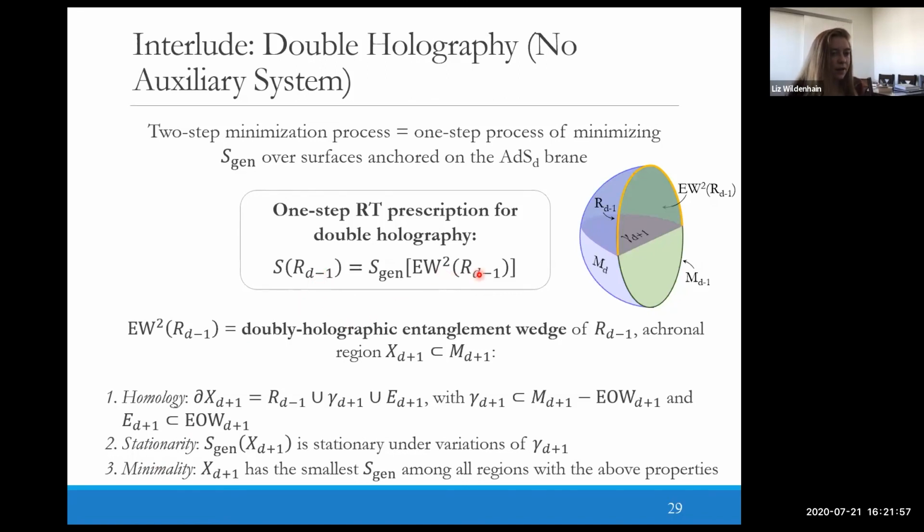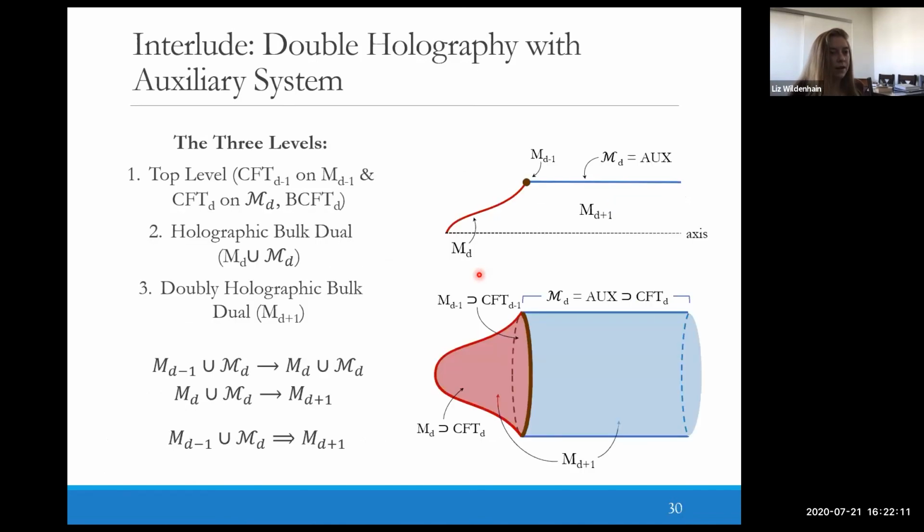So now this is useful if we are just looking at a doubly holographic setup. But now the example that I want to do has double holography in addition to the presence of an auxiliary system. So now we'd like to see what happens when we add an auxiliary system and then find the appropriate RT prescription for that. So now in this case, our top level isn't just a CFT D minus one. Now it's a CFT D minus one plus an auxiliary system, which is a CFT in D dimensions.